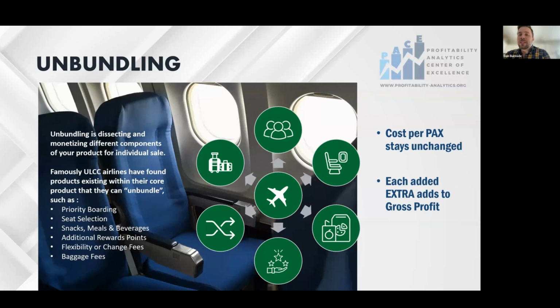One of the things that makes this work is your cost per passenger usually stays unchanged. Yeah, if you're selling the snack, you have slightly more cost on that, but you're already paying to fly that. And then each added service or product that you sell adds to the bottom line on the same volume. It's kind of the same concept of what we talked about with bundling when you package a meal together. However, you're getting them just kind of one at a time. And some customers like this and are prone to do this.